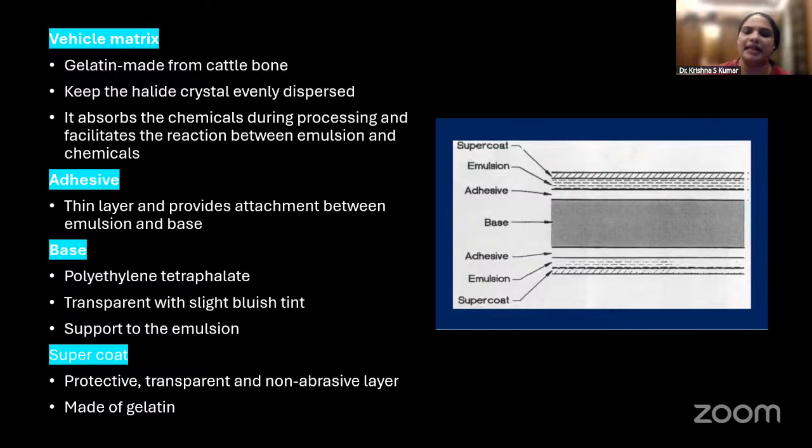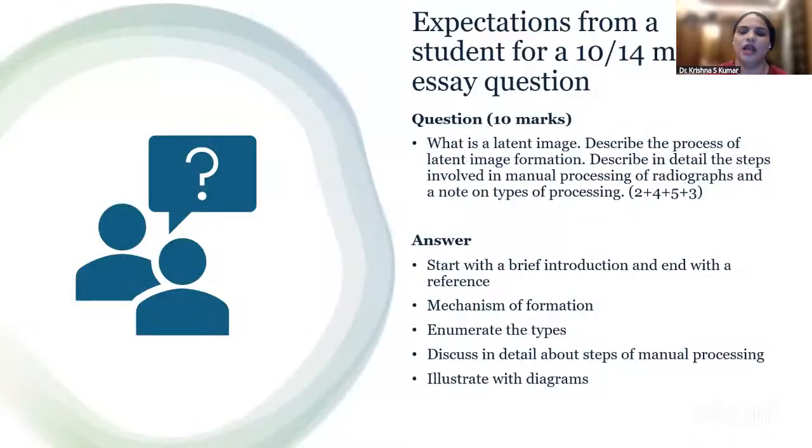And the super coat is a non-abrasive layer which protects this emulsion which is there on the base from any sort of injury, and it is made of gelatin. So that is about the composition of the X-ray film. It is usually asked for short notes also and asked for a viva.